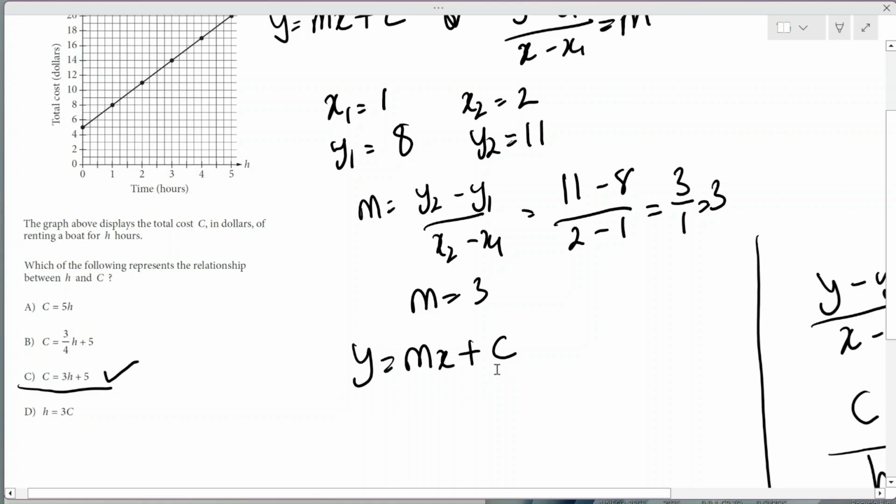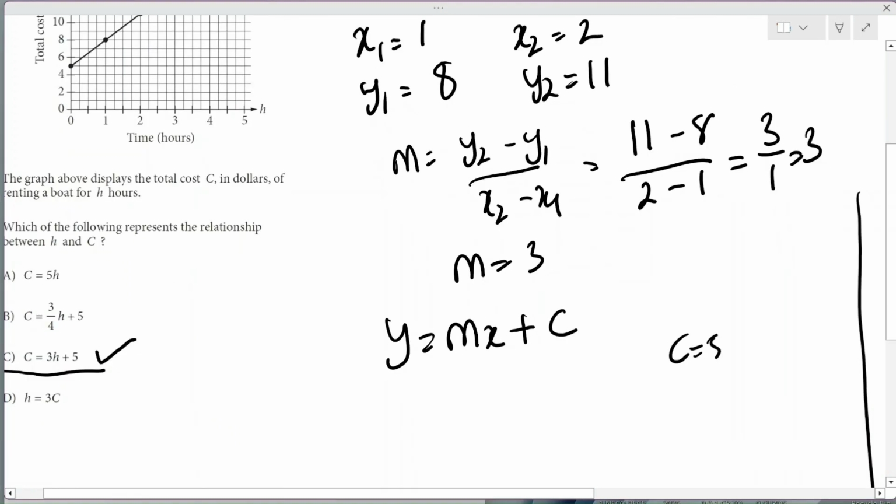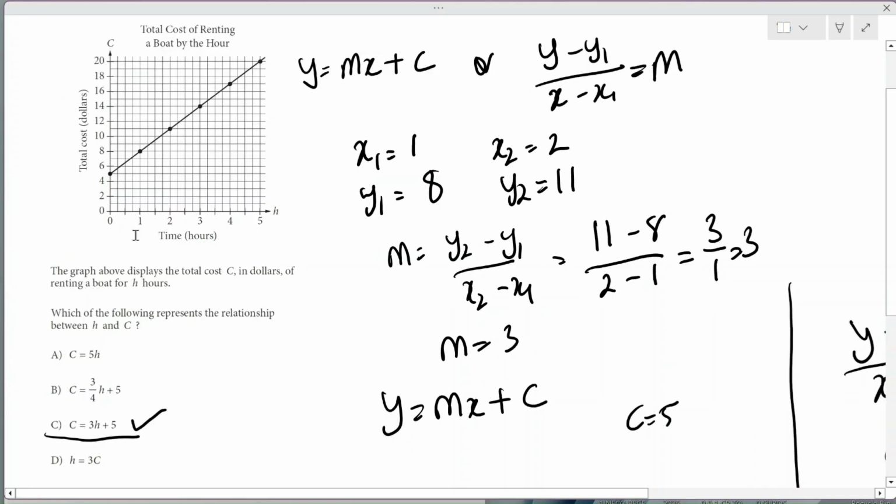You have your c, your constant, which is your y-intercept. Going back to the graph, the y-intercept is 5, in between 4 and 6, where the line hits or crosses the y-axis. So your c is 5. And since the relationship is wanted in terms of h and c, this y is c and h is x, on the x-axis. So we change y to c and x to h. And we change m to its numeric value and c also to its numeric value.